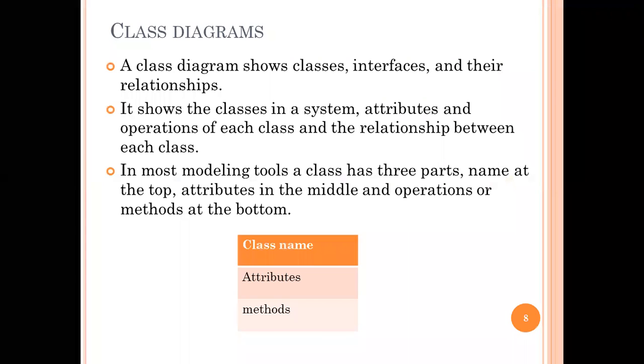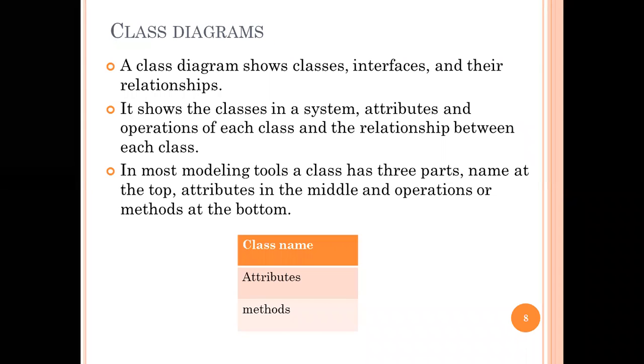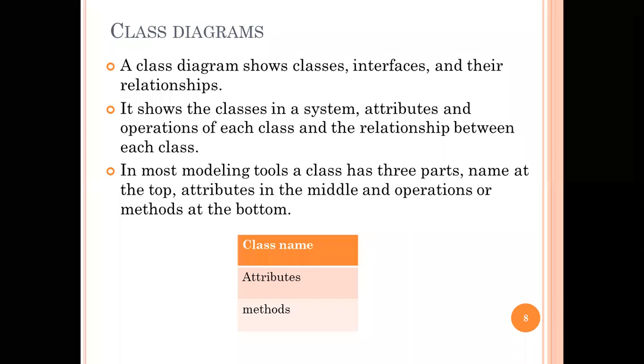A class diagram shows classes, interfaces, and their relationships. Okay, it shows the classes in the system, the attributes and operations of each class, and the relationships between each class. In most modeling tools, a class has three parts. Okay, class name at the top, attributes in the middle, and at the end methods. Class name always starts with a capital letter. Okay, the initial letter will be uppercase. Okay, so the class name must be a noun.